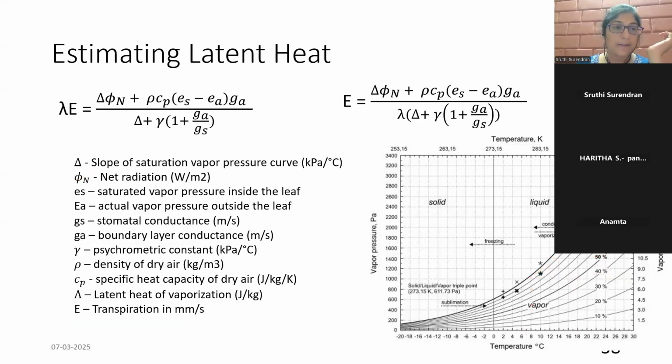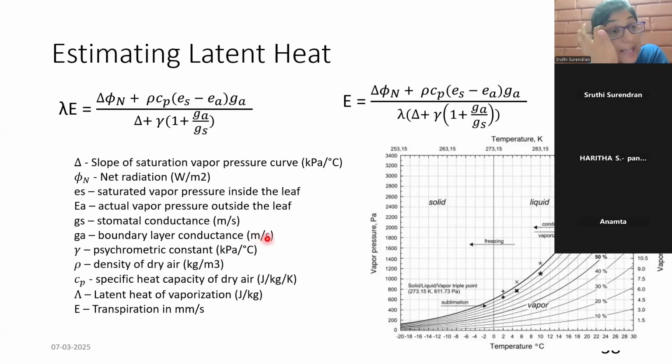Then Rn, which is this term, is the net radiation. I'll come to that net radiation term later on, so let's skip that part now. Rho is nothing but the density of dry air in kilogram per meter cube. Cp is the specific heat capacity of dry air in joules per kilogram per Kelvin. Es minus Ea is nothing but the vapor pressure deficit that we have studied in earlier classes. Ga is the boundary layer conductance, which is in meter per second.